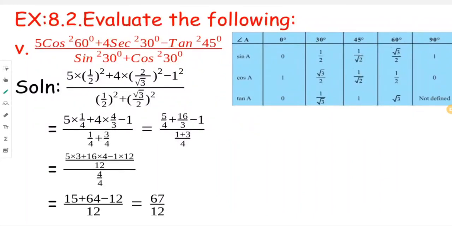8.2 Roman number 5. So you can see now it is now cos square, sec square, tan square, sine square, and cos square. But remember, nothing changes, except for the square. So we'll learn how to do it. Alright, so 5 is there, so I've written down 5 here.